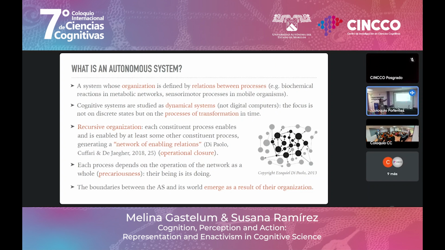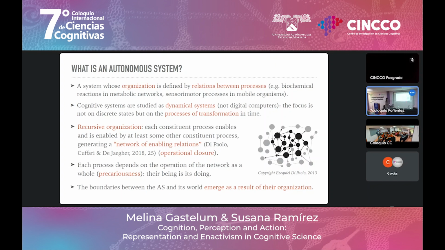And these autonomous systems are not only systems that are constituted by relations between processes, but they also have a recursive organization. So what does that mean? Like this diagram on the right, each constituting process enables and is enabled by at least some other constituting process, generating a network of enabling relations. And this is called operational closure. For example, in the case of biochemical relations in metabolic networks. Also, each process depends on the operation of the network as a whole. We call that precariousness. So in that sense, their being is their doing.